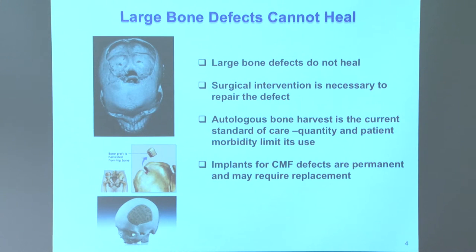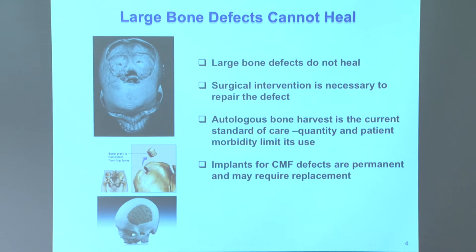One of the common treatments right now is to take a graft from the hip, grind it up, and then apply it, sometimes on top of a permanent or rigid template. However, this is not very effective in all cases. It's very difficult in pediatric cases where there's going to be a change in skull size. It's very difficult to take this graft in many cases.